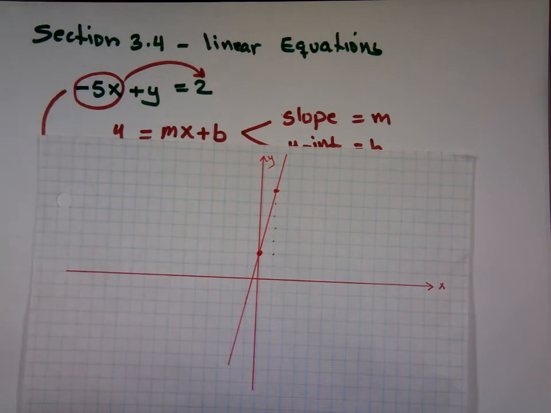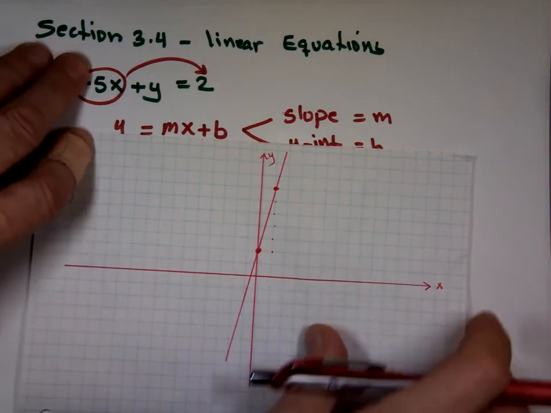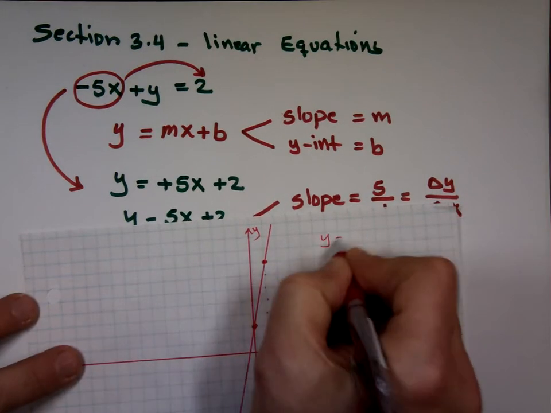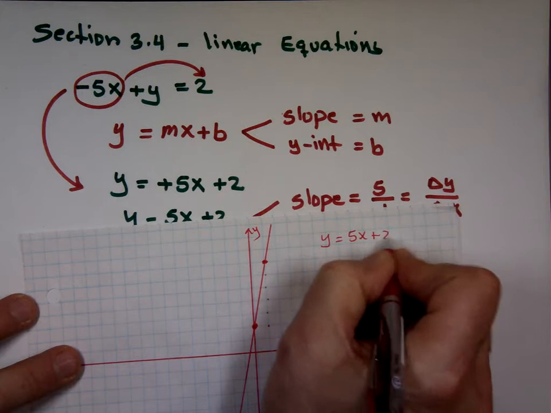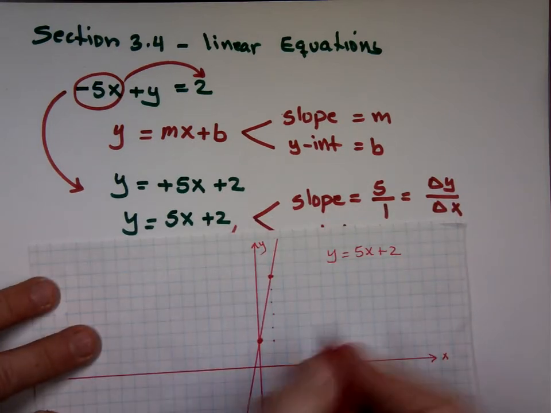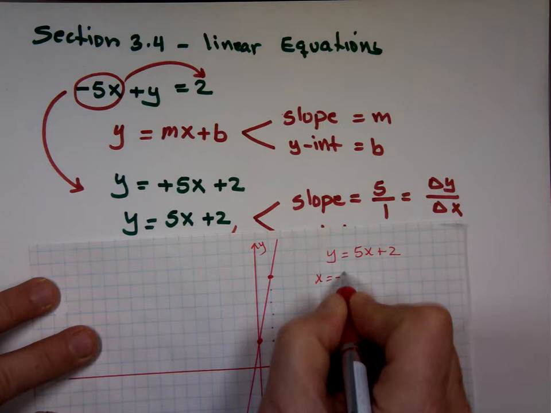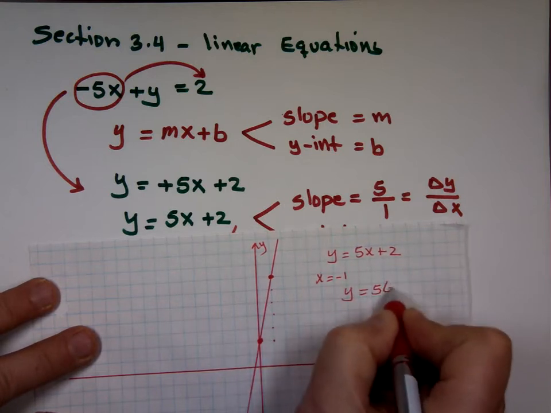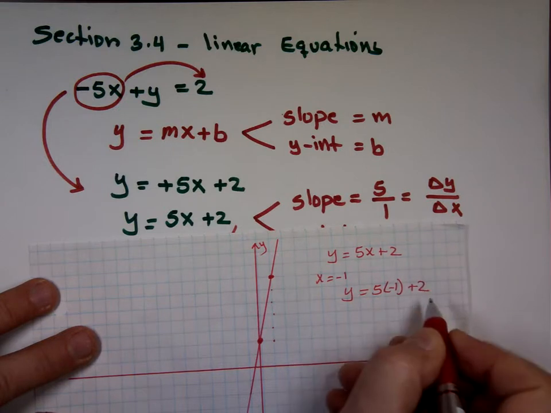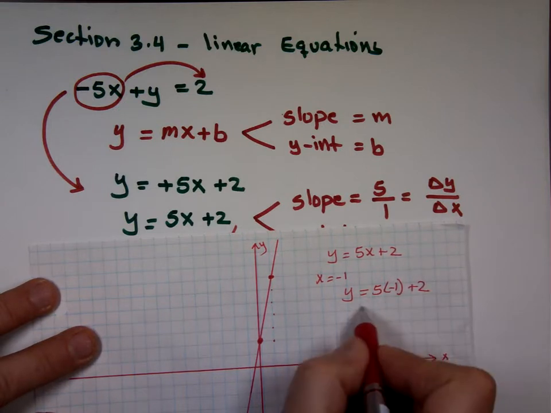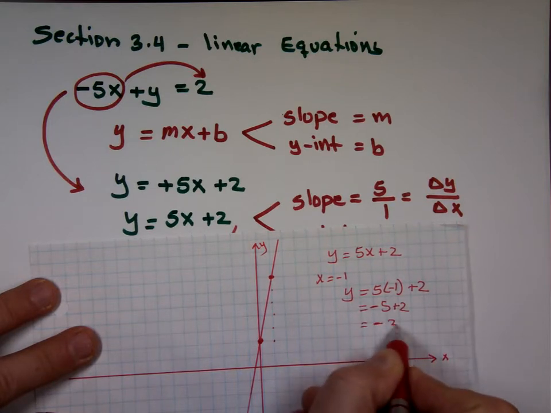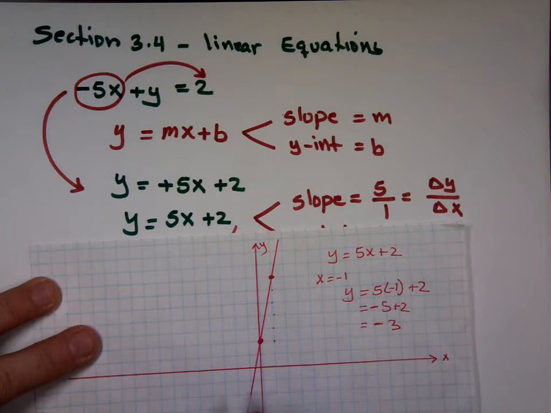that's the graph. Now, as I said, if you want to make sure you got it right, pick a third point. Y equals 5x plus 2. For example, when x is negative 1, what's the y value according to that equation? Y equals 5 times the negative 1 plus 2. What's 5 times the negative 1? Negative 5 plus the 2, which is what? Negative 3.